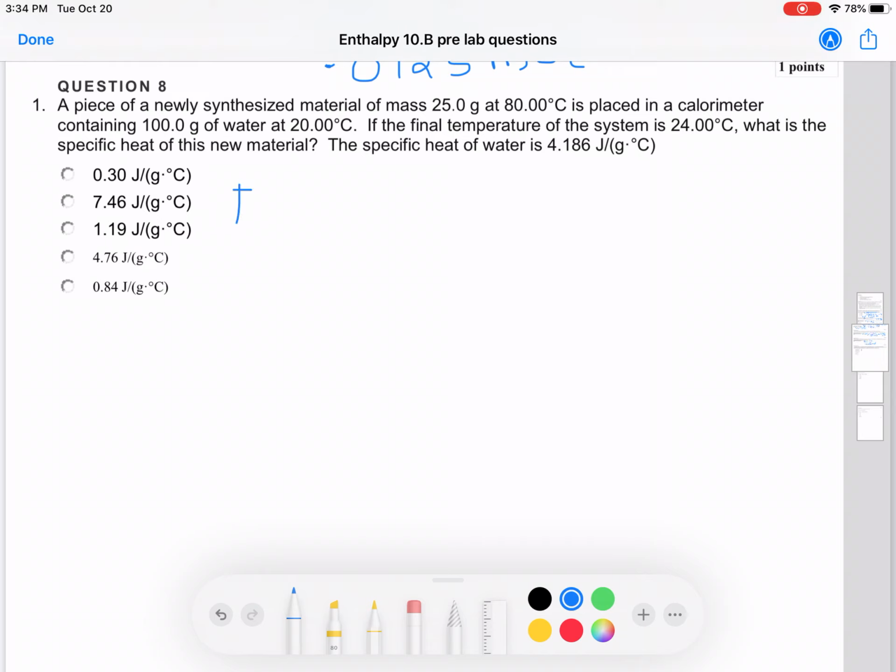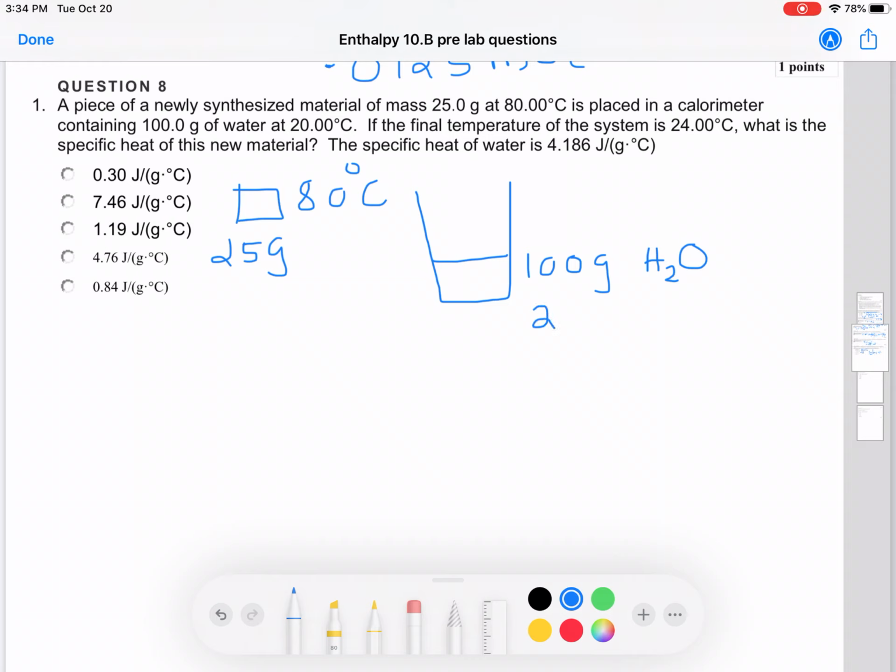Okay, so you have a new material. Let's say this is a new material. It is 25 grams and the temperature of this is 80 degrees Celsius. And you have a calorimeter, coffee cup calorimeter. It already has 100 grams of water in it. And then the initial temperature of the water, 20 degrees Celsius. Specific heat capacity of water is given, 4.184. We want to find out what's the specific heat of the new metal.